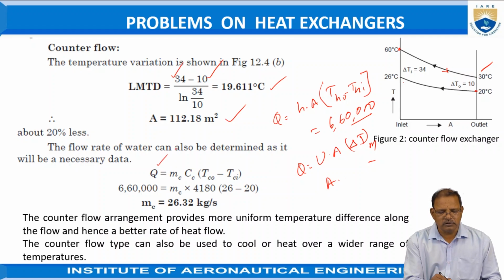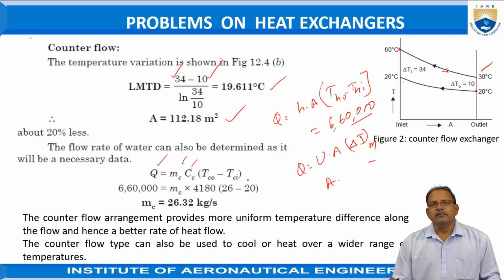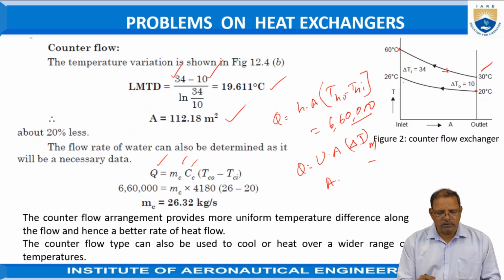The flow rate of water can also be determined, as it will be required. From this data we get Q = mc·cc·(Tco − Tci), where mc represents the mass flow of the cold water that is required, cc is the specific heat, Tco is the temperature at the outlet minus Tci, the inlet. This is the amount of heat extracted by the cold fluid. By using these equations, we got mc equal to 26.32 kg per second.